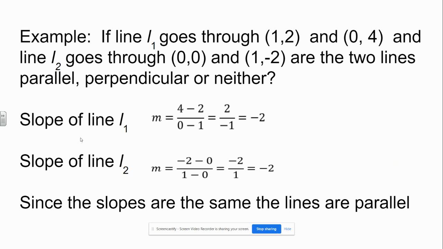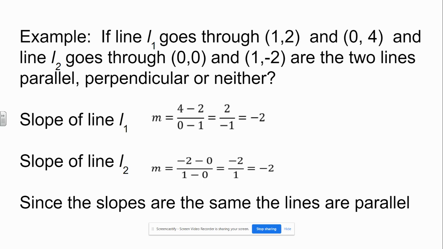Okay, next example. Let's say that you have a line and you give them 2 points. So let's say line 1 goes through (1, 2) and (0, 4). And the second line, line 2, goes through (0, 0) and (1, -2). So are these two lines parallel, perpendicular, or neither?